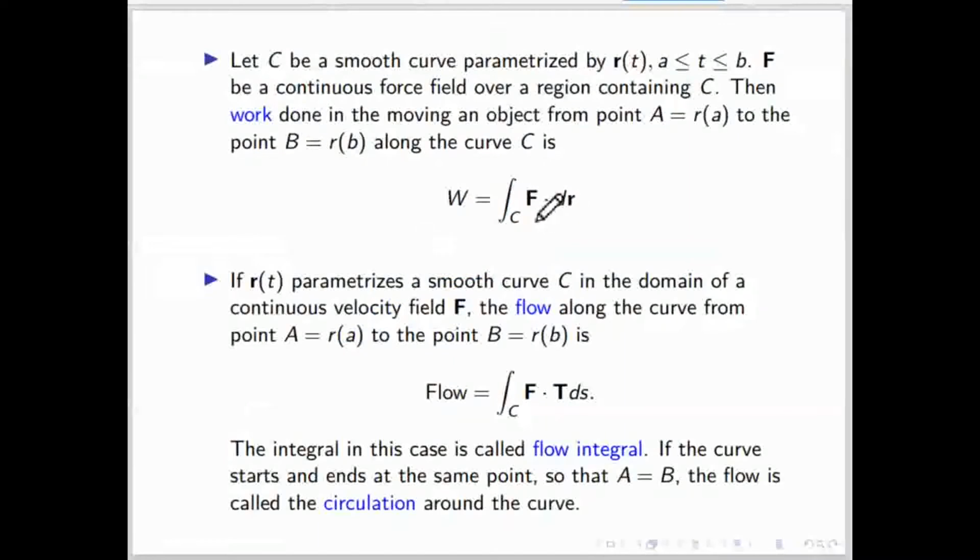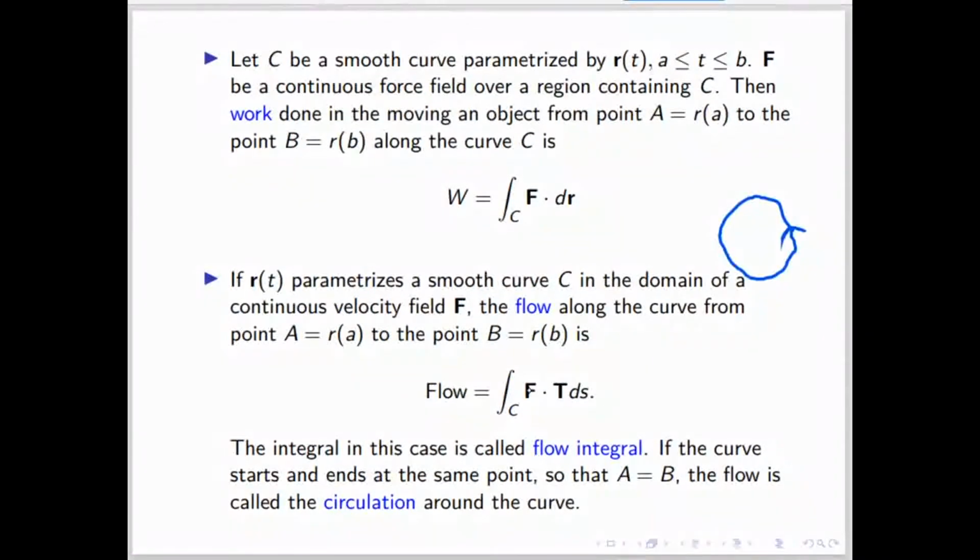But the question is, the same line integral will represent work done when F is a force. If F is a velocity, then it is called flow. And if both the points A and B are the same, like the curve is a closed curve, that means the starting and end points are the same, A equal to B, then it is called circulation.